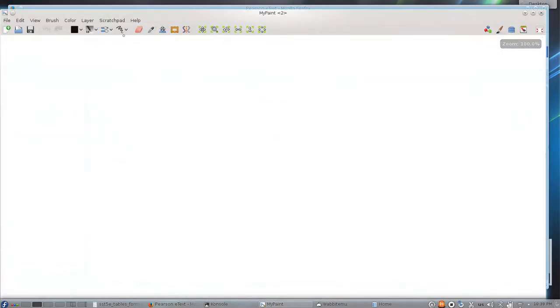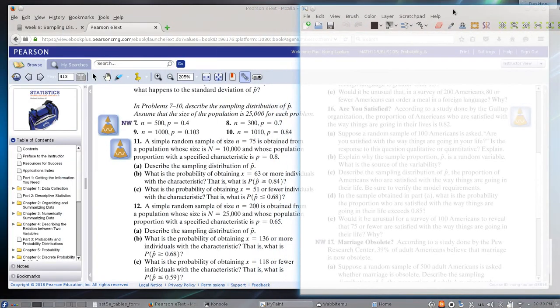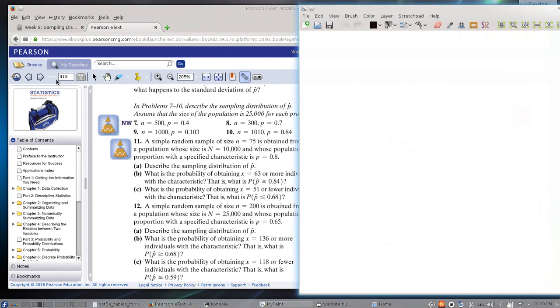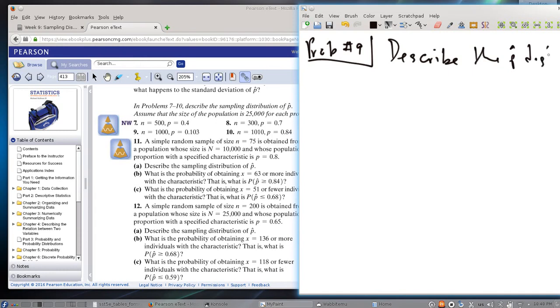So number 9, we have the following. We only need to describe the property of the sampling distribution of the sample proportion. In other words, we need to describe the p-hat distribution. That's a quick way of describing what we need to do. Describe the p-hat distribution.